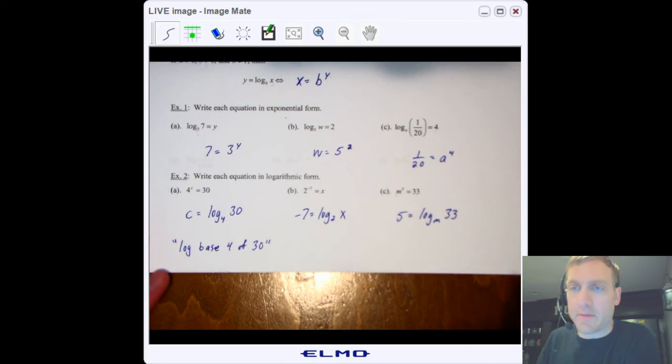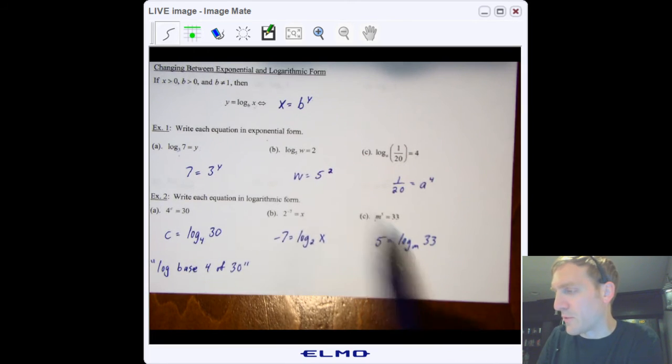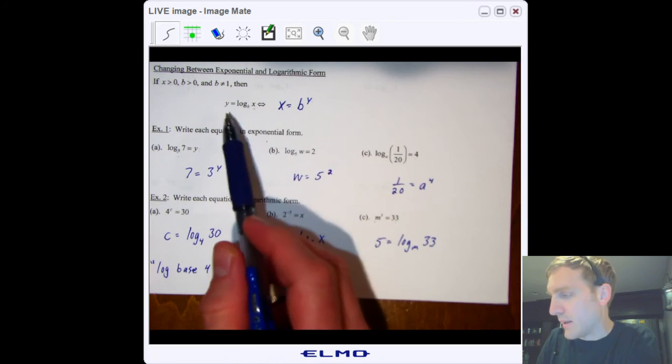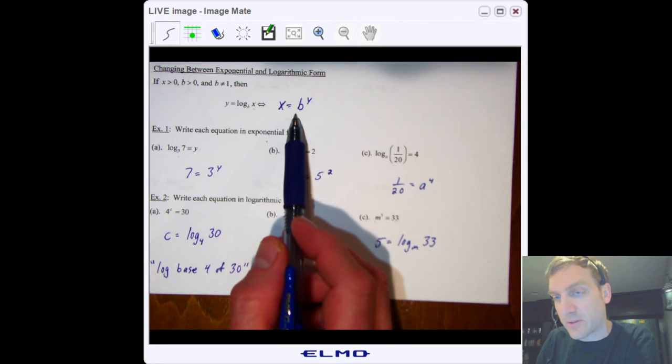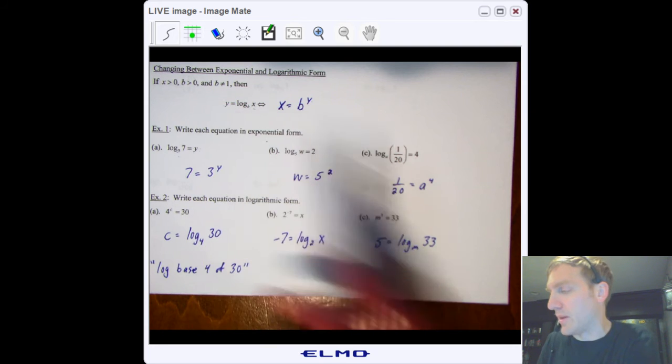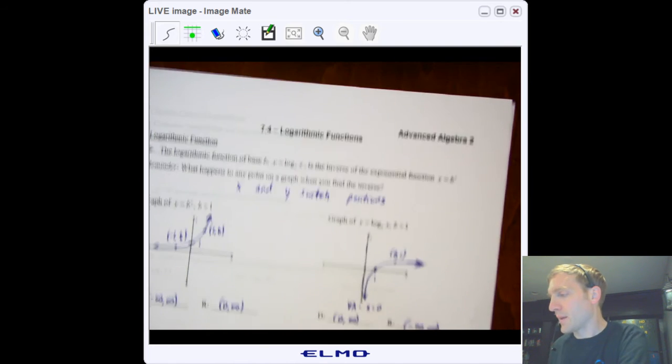So I'm going to give you some practice over this. I want you to become really familiar with going both directions, left to right, right to left. You have to go both ways. Convert from a log to an exponential function, an exponential equation back to a log equation.